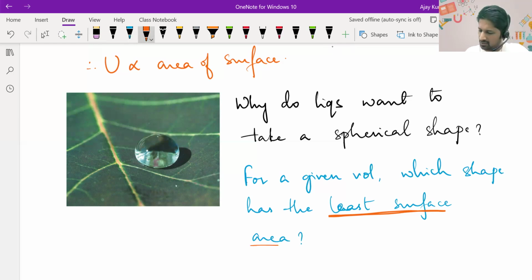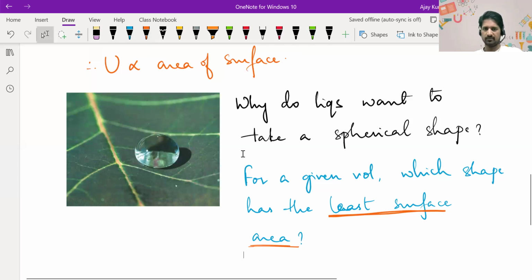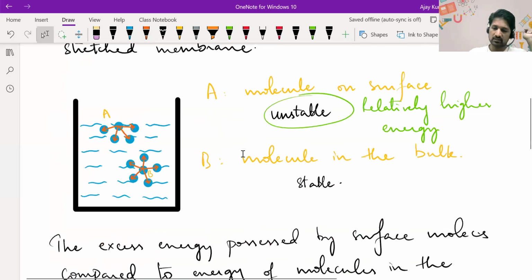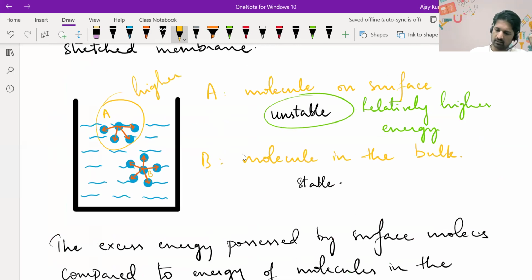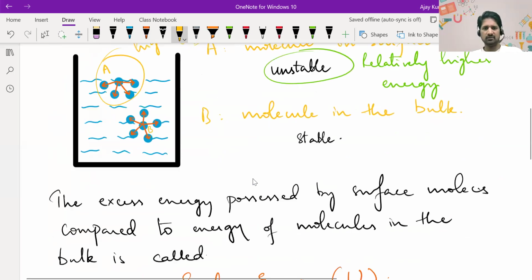Liquids always try to assume the least possible surface area. Means they want to decrease their surface area. And the reason is obvious. Any system naturally will move to a state of lower energy. Now, molecules on the surface of the liquid have higher energy compared to molecules in the bulk, right? So, if the liquid can somehow send more molecules into the bulk and decrease the number of surface molecules, obviously its surface energy will decrease.